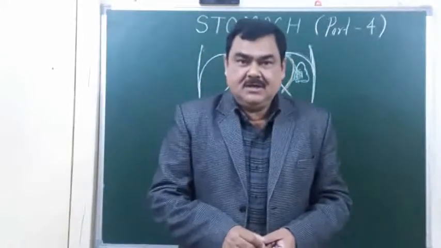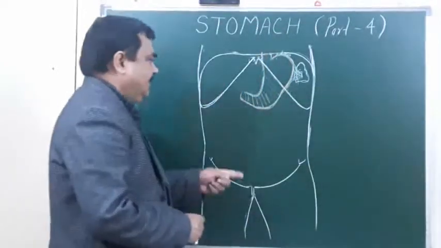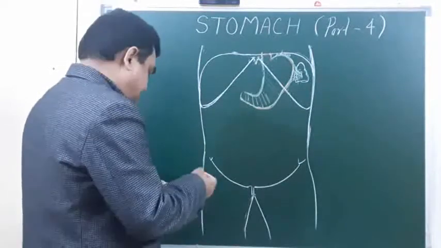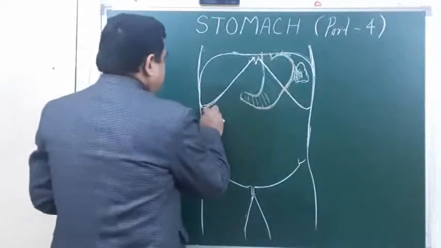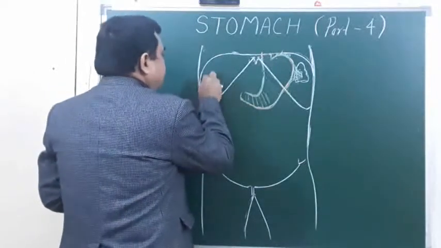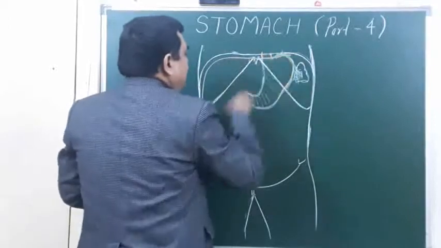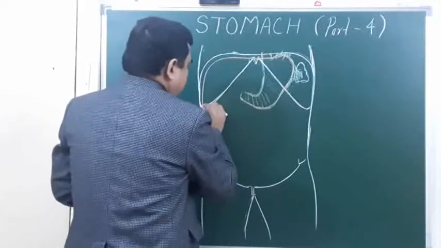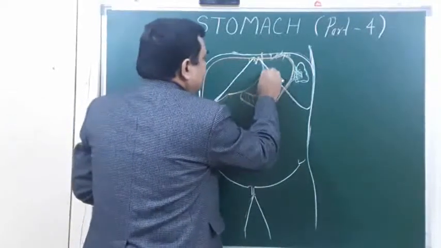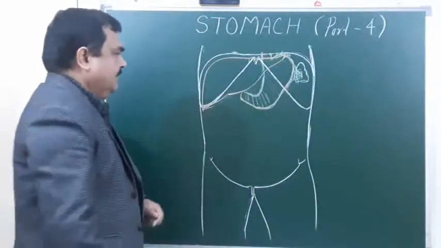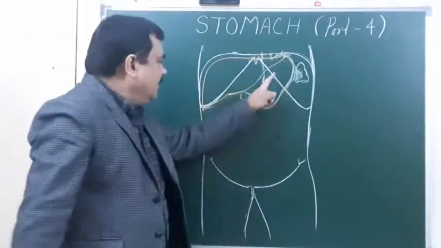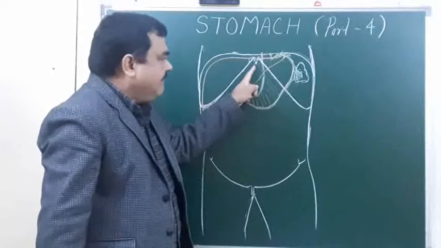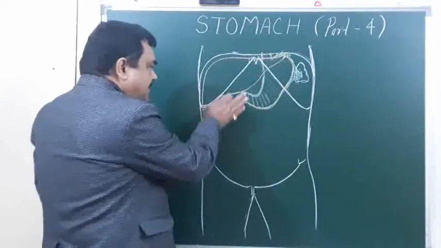Now we'll see the visceral relation of the stomach. This is the position of the stomach. Here one viscera lies, that is the liver. This is the position of the liver. So the stomach is entirely covered by the liver, diaphragm, and anterior abdominal wall.